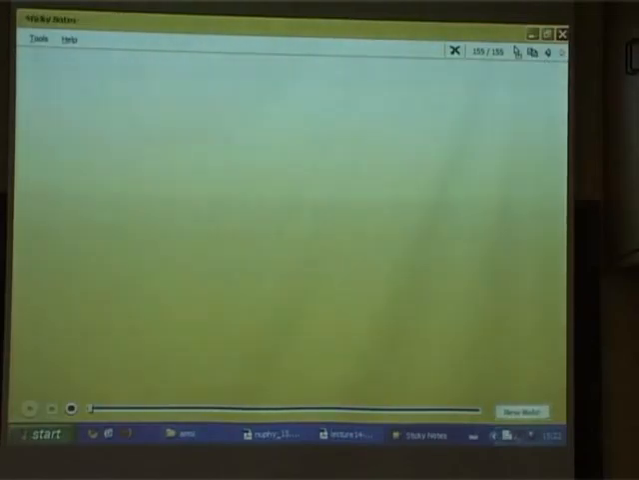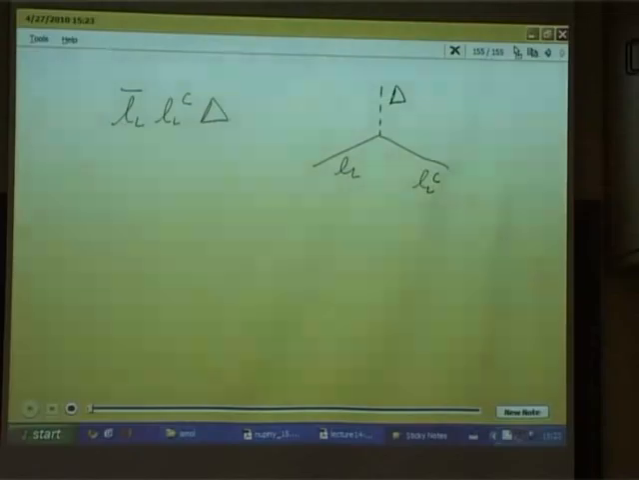So now what did I get? I got LL bar, LLC, and delta. So I can draw a Feynman diagram which looks like LL coming in, LLC going out. So what I have done by introducing this term is I have said that it is an interaction that looks like this.